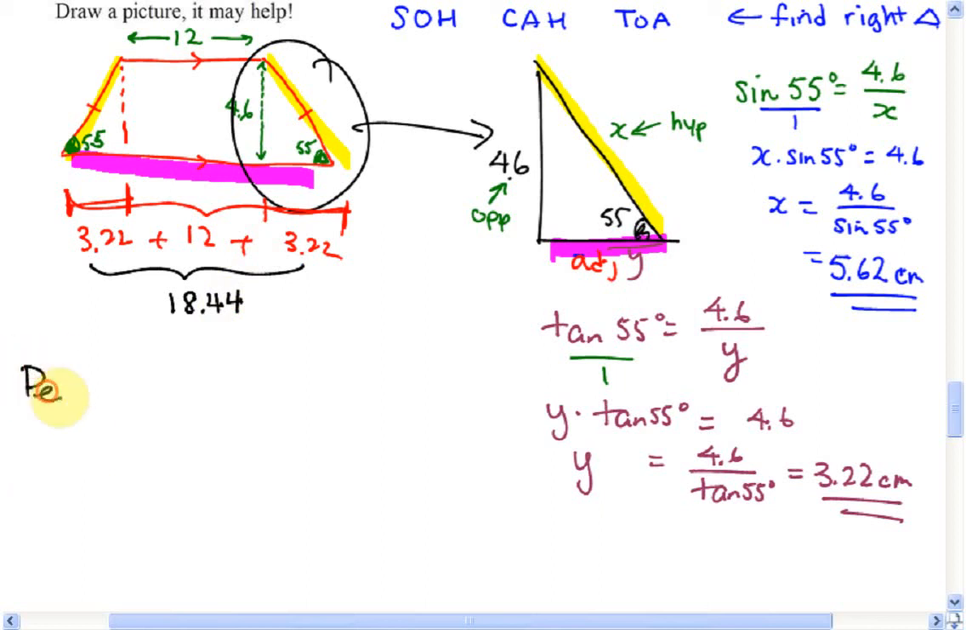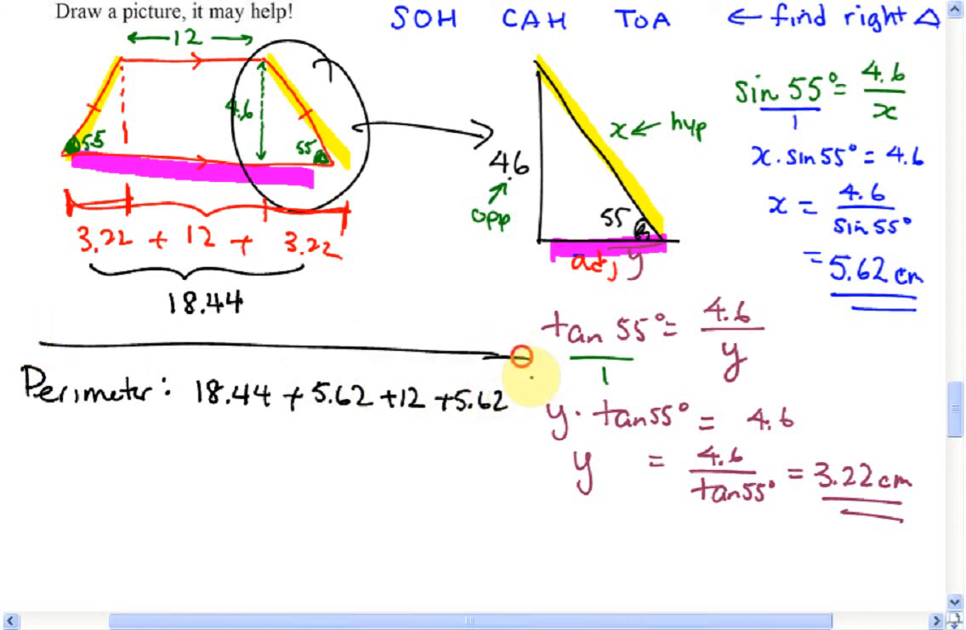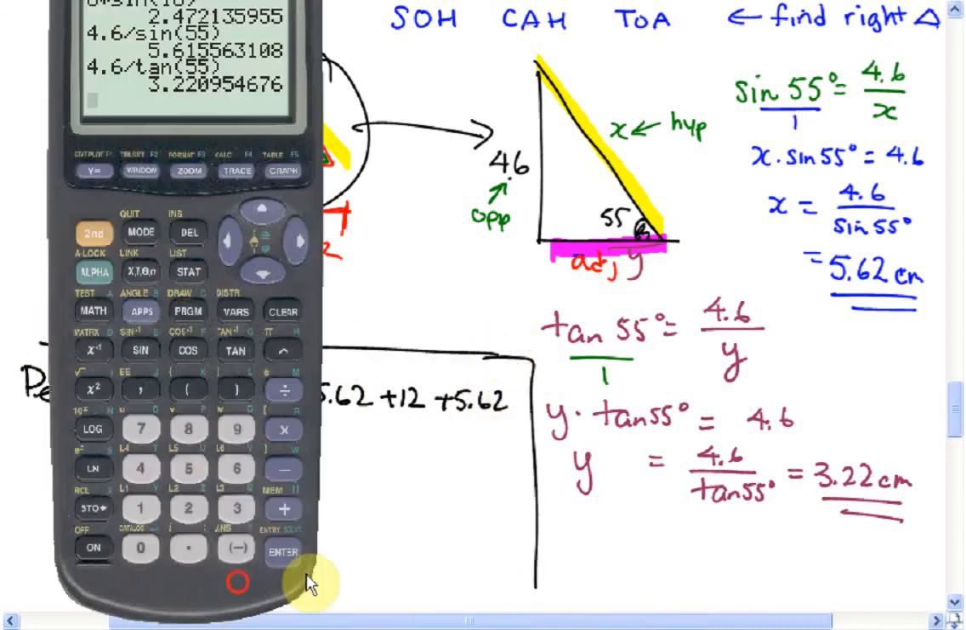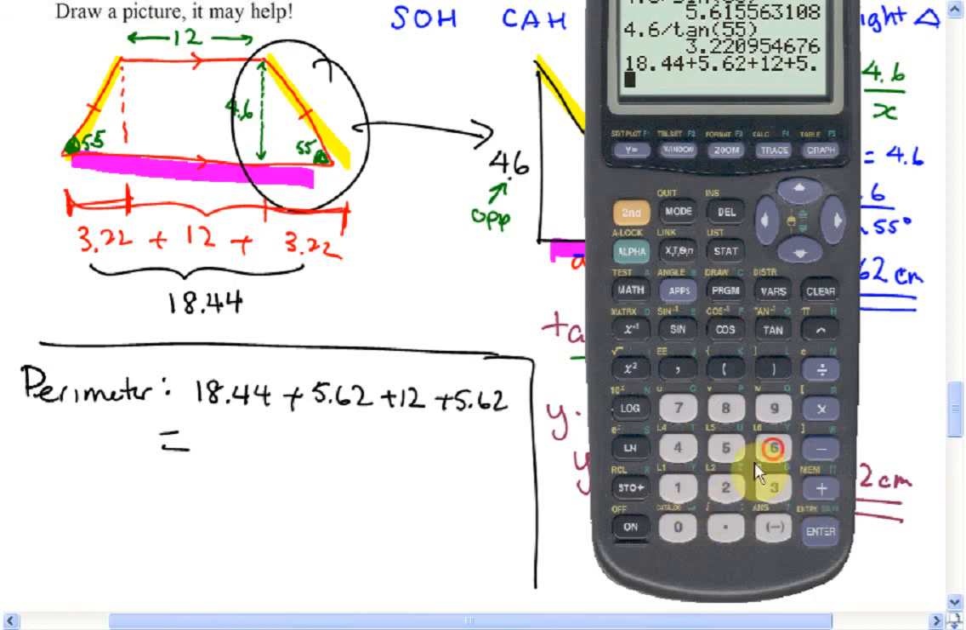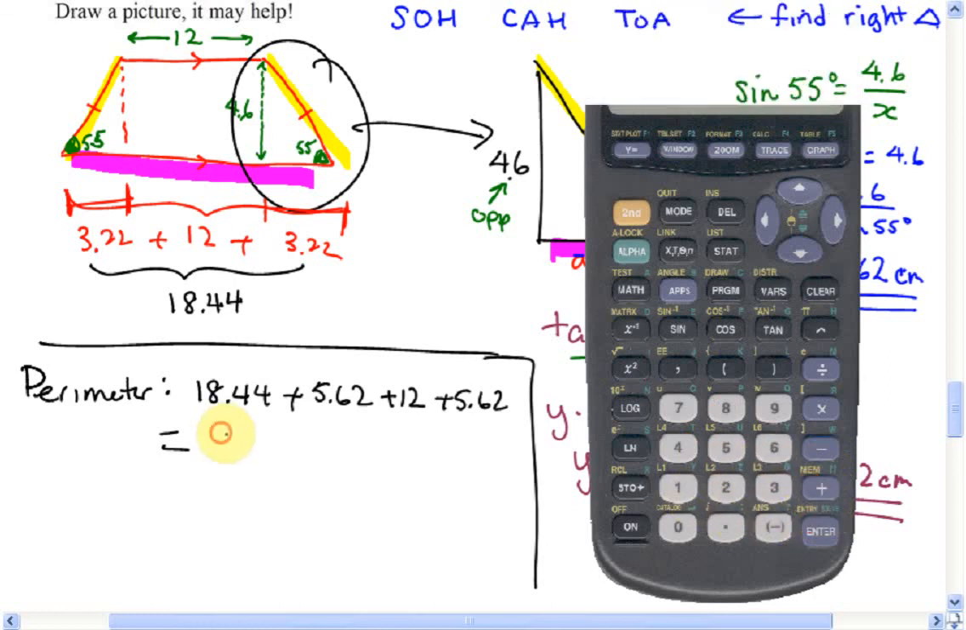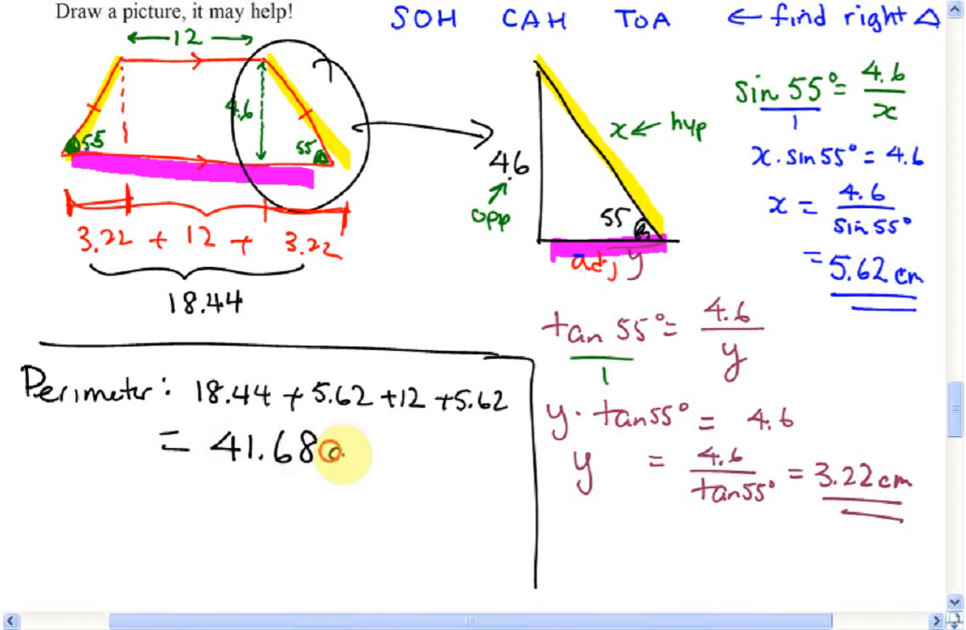Can someone now calculate the perimeter for me? 18.44 plus, now what's that yellow side? 5.62 plus 12 plus 5.62. So what do we have here when we do that? This I can't do in my head. Is it 41 something? 41.68. Good. Centimeters. Good.